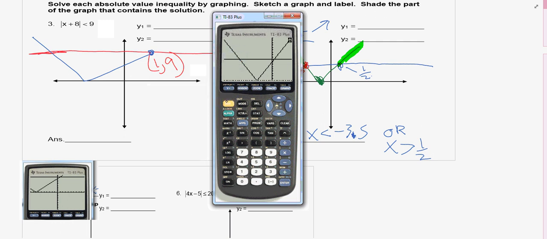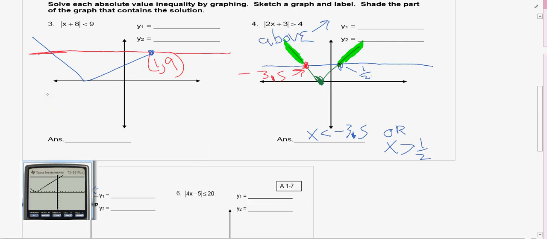So once again, we're going to go to second calculate, choose number 5 for intersect, and let's get in the neighborhood of the answer before we hit enter. And the third enter tells us that it intersects at -17. And y equals 9. That's at actually -17, 9.